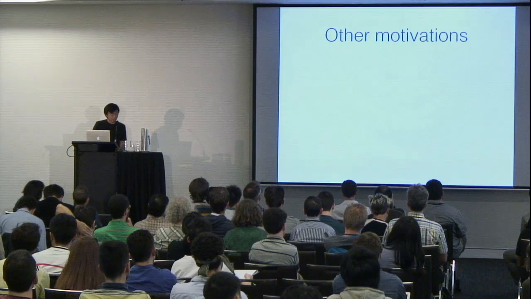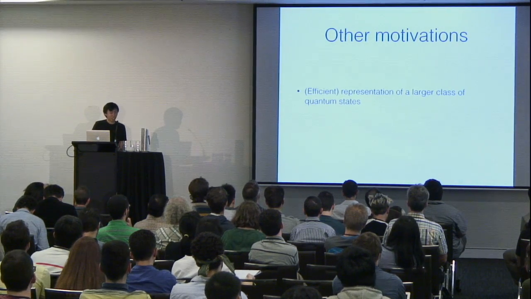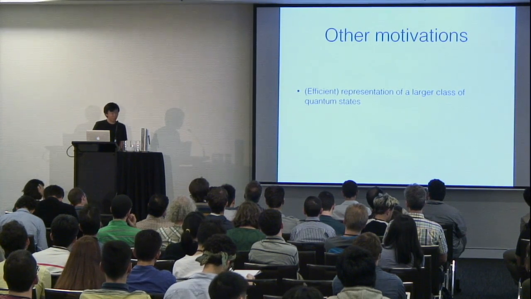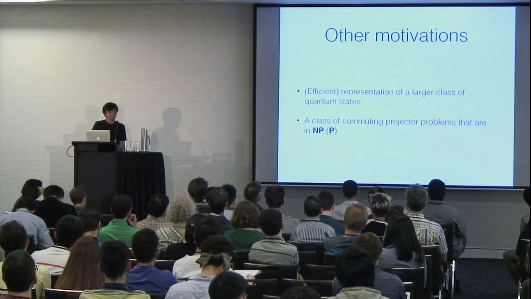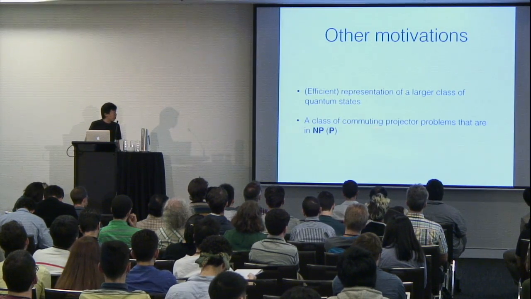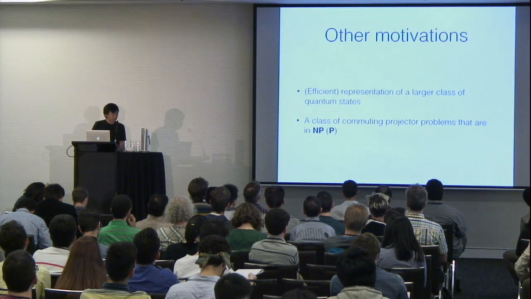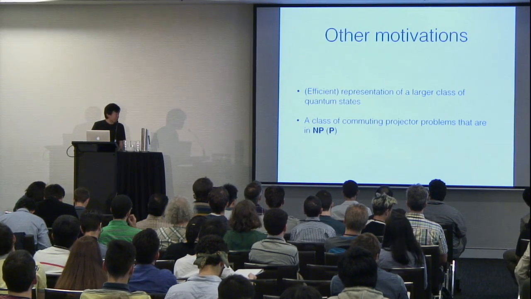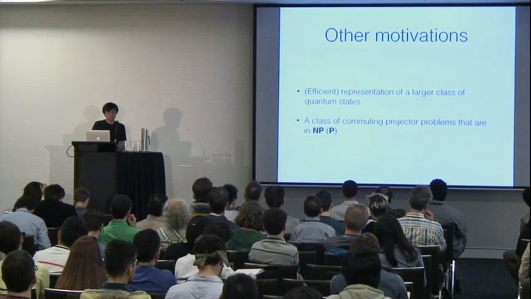Okay, so there are some other motivations. For example, it's never bad to have an efficient representation of a larger class of quantum states. Also, from a computational complexity point of view, as I will tell you later, the XS stabilizer codes correspond to a class of commuting projector problems that are in MA or even in P, if there's some additional condition.